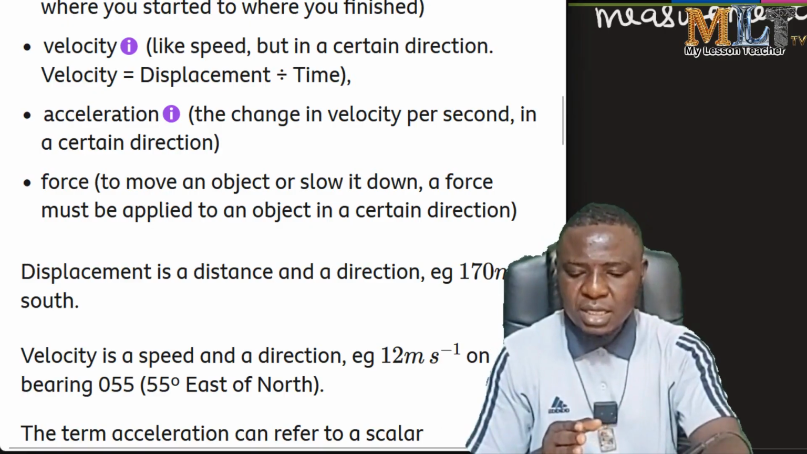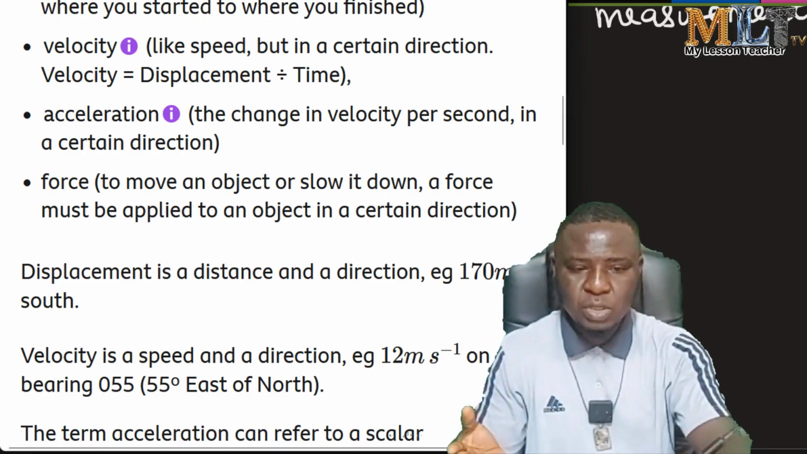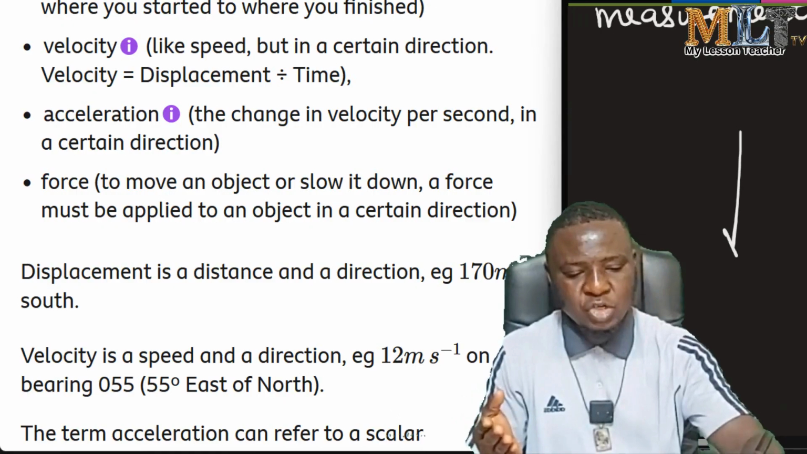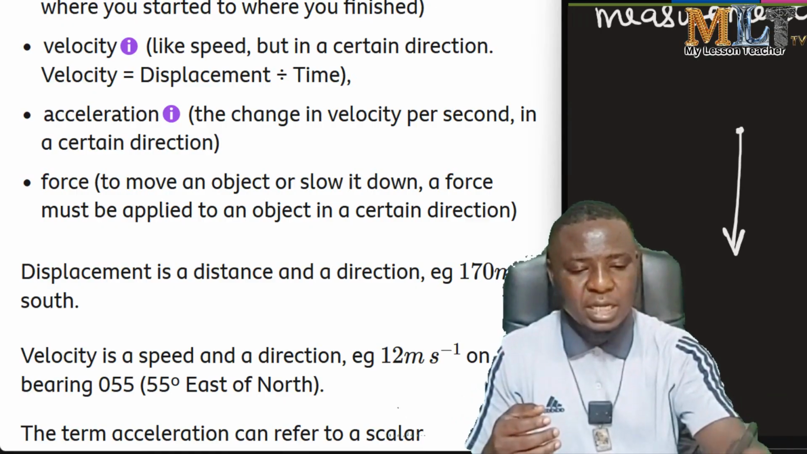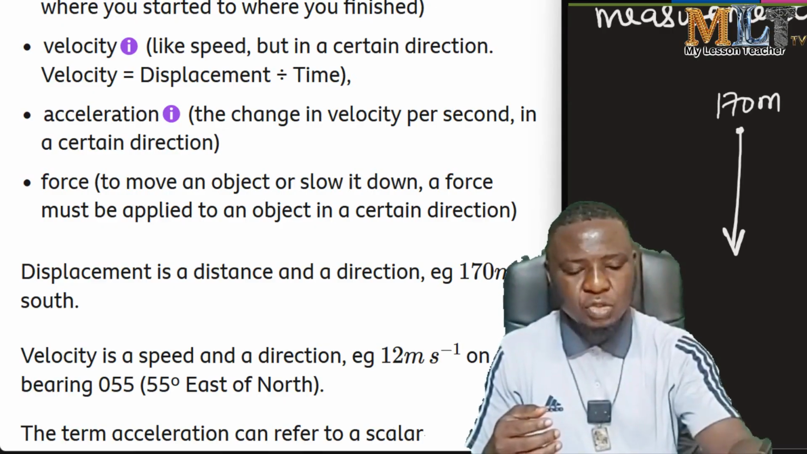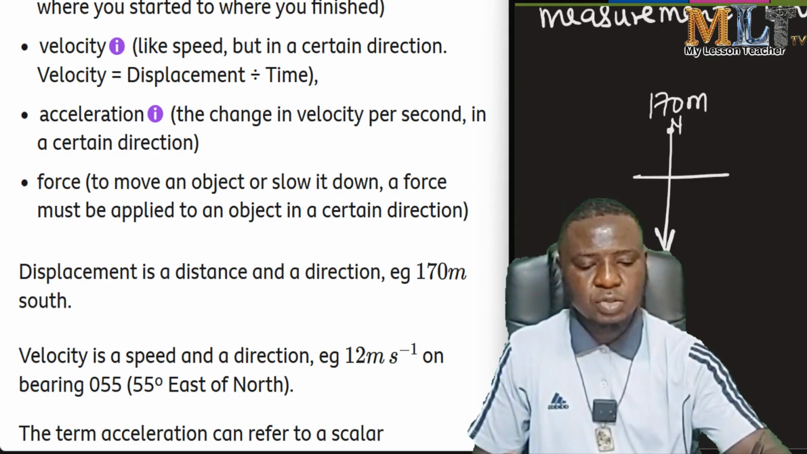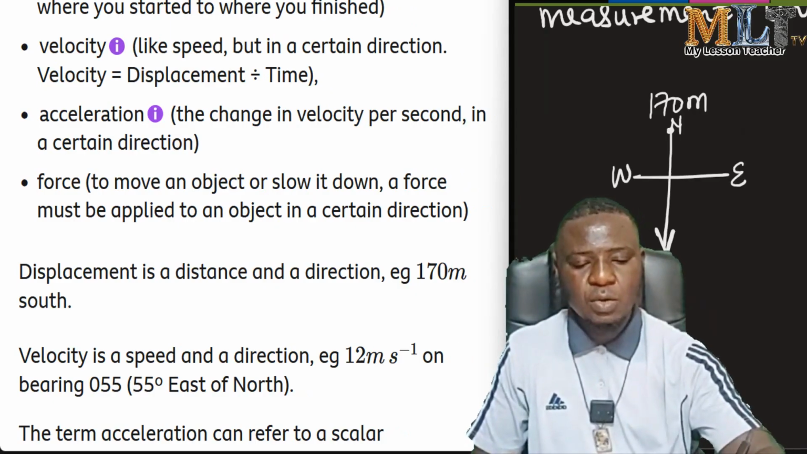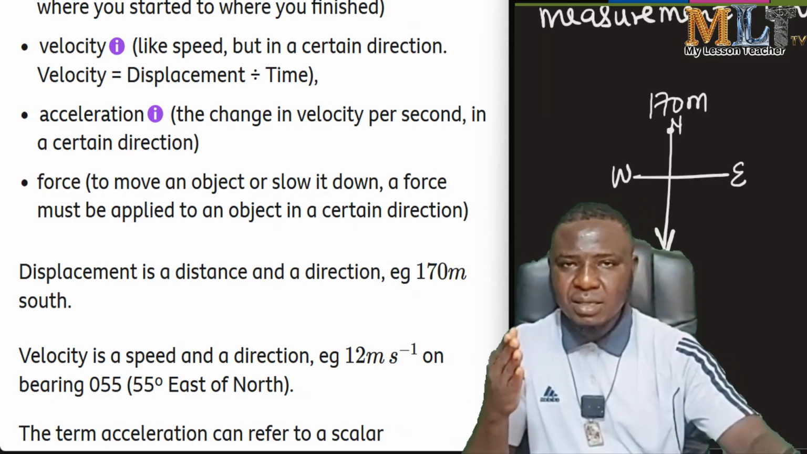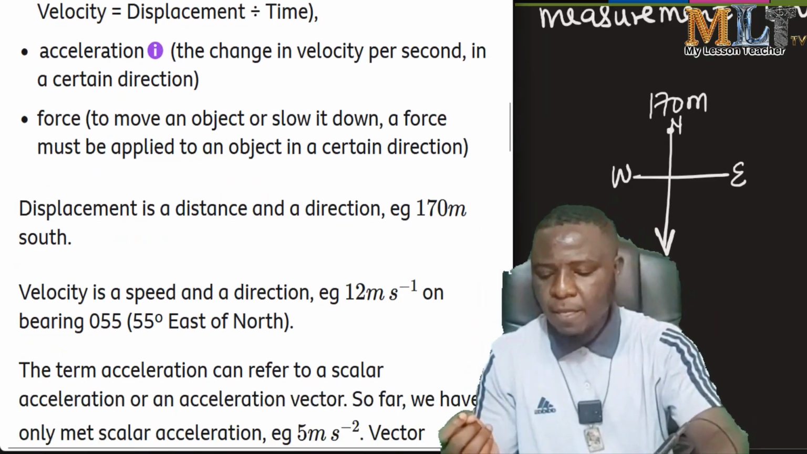Displacement is a distance and a direction. Example, 170 meters south tells you that it has a direction. It gives you an idea of what it is. This is the tail. So if this is the origin, we have 170 meters due south, because if you look at the cardinal points, this is north, south, east, and west. So by that being said, you know that this is a vector quantity.